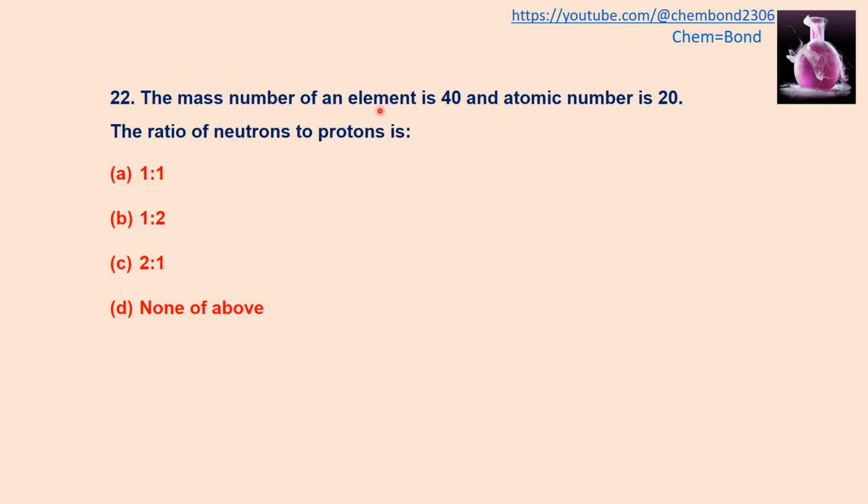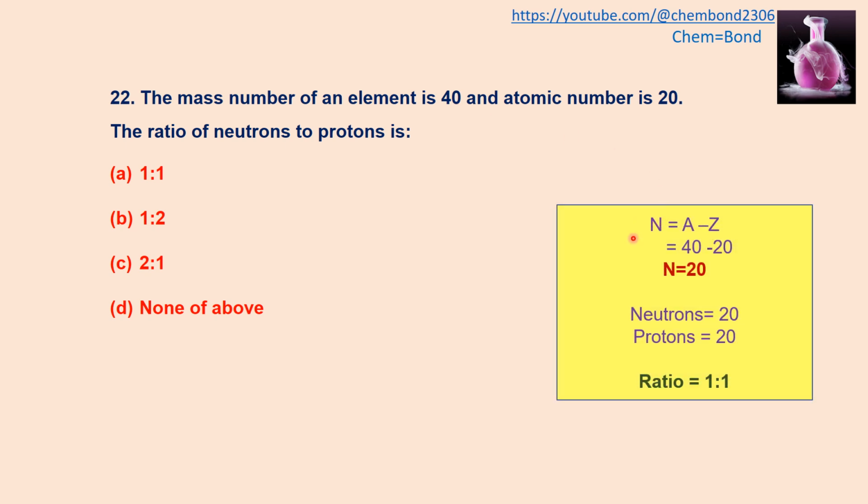The mass number of an element is 40 and the atomic number is 20. The ratio of neutrons to protons is: 1:1, 1:2, 2:1, or none of the above. Here the mass number and the atomic number are both given. The atomic number is equal to the number of protons, while the mass number is equal to the sum of protons and neutrons. From the mass number we will first find the number of neutrons, and then find their ratio.